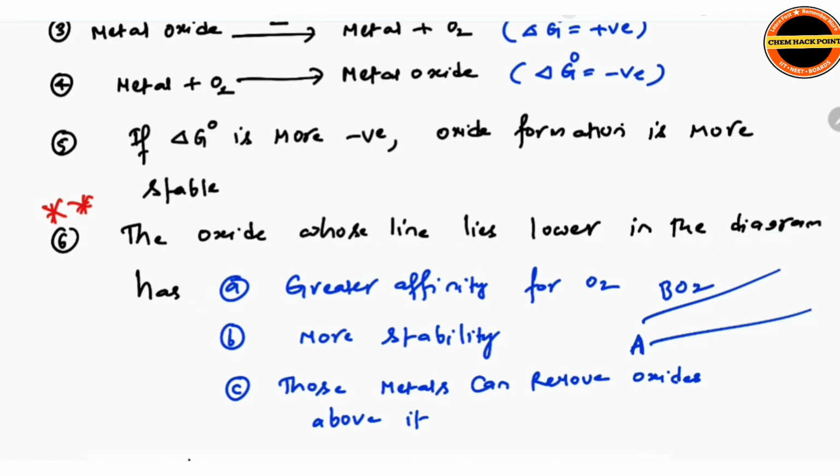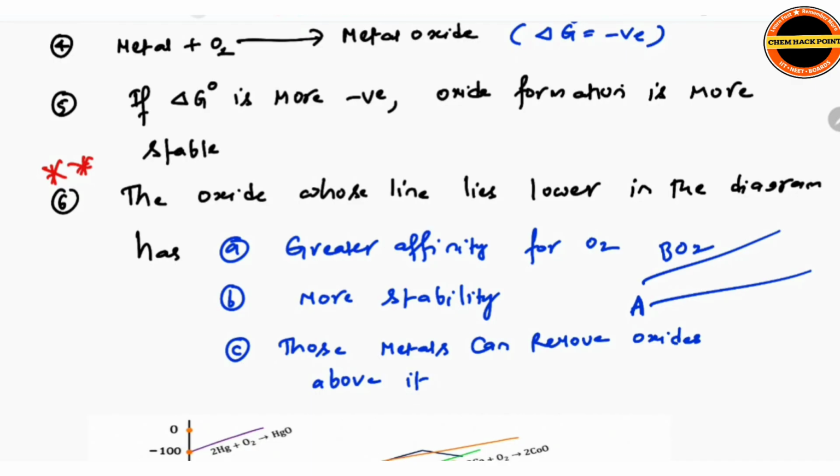So now the overall concept: the lower line has greater affinity for O2, and these metals can remove oxides above it, meaning they can reduce oxides above it. For example, if I take line A, is it below BO2? So this particular metal can reduce BO2. Simple concept: whichever line is below in the diagram, that element has more tendency to reduce the oxides above.